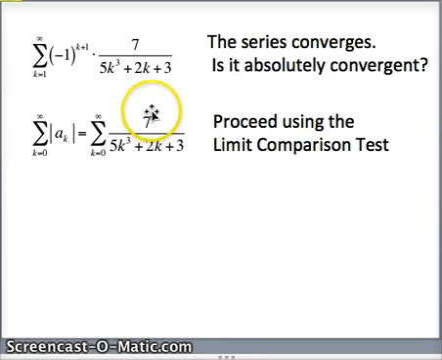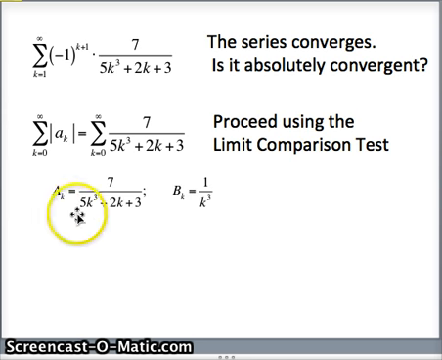So the sum of the absolute values is this, 7 over 5k cubed plus 2k plus 3. Limit comparison test again. What am I going to use? A sub k is what's given. B sub k, what is this really? Again, upstairs just 1, downstairs highest power k cubed.